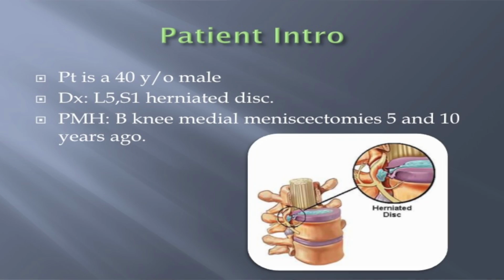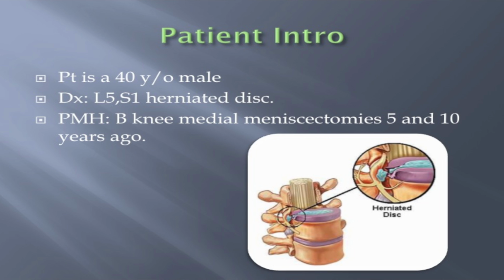Today we will be discussing treatment options for my patient. My patient is a 40-year-old male with a diagnosis of an L5-S1 herniated disc. We know that this is the prolapse of a nucleus pulposus of a ruptured intervertebral disc into the spinal canal. Often this results in pressure on a spinal nerve, causing lower back pain. This pain may also radiate down into the leg, which my patient does present with.